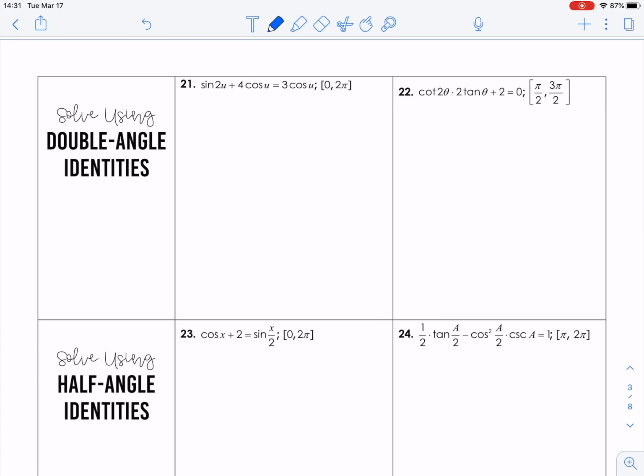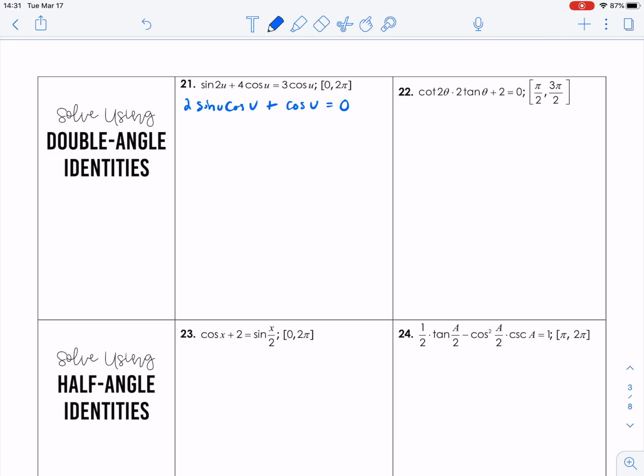Here is a double angle identity example. So we have sine of 2u plus 4 cosine of u equals 3 cosine of u. Since it's double angle identities, we're going to be expanding sine of 2u. That will give us 2 sine of u cosine of u. And let's get the 3 cosine u over to the other side. So we get plus 4 cosine of u minus 3 cosine of u equals 1 cosine of u equals 0.